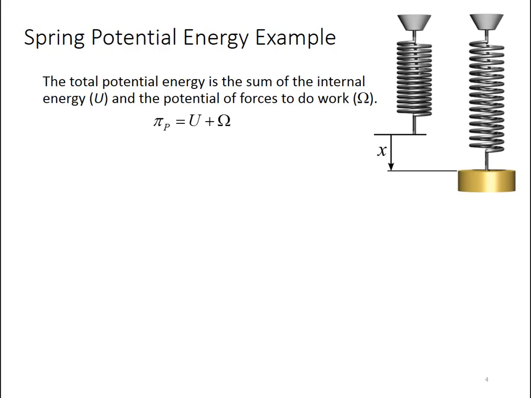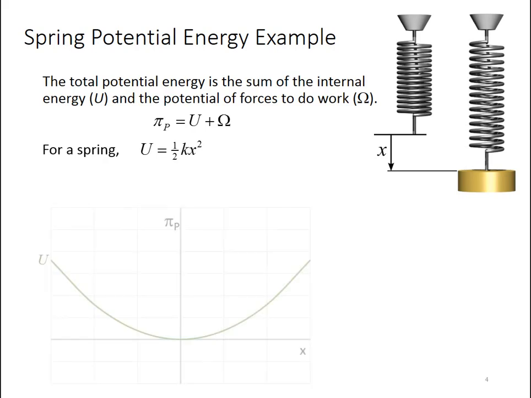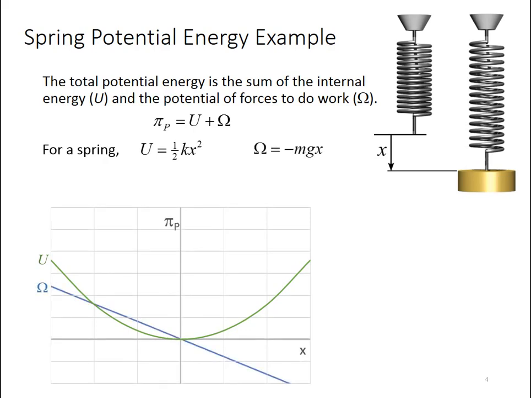So that's omega. For a spring, the internal energy is often written as 1/2 kx squared, where k is the spring constant. That can be easily drawn, as shown here, where we have the u function identified in green, and it's a parabola. The omega for the spring case here, the external force that has the potential to cause or to do work, is gravity.